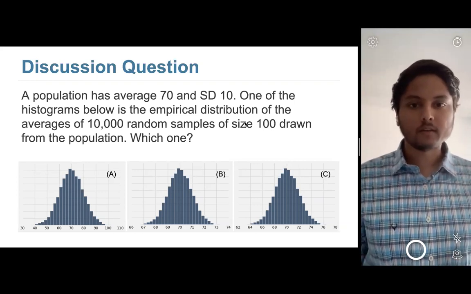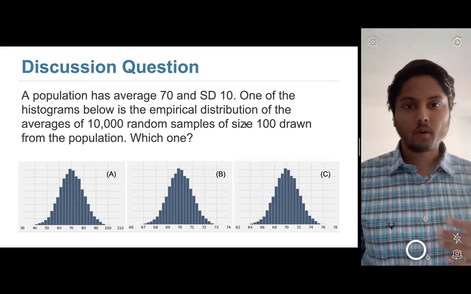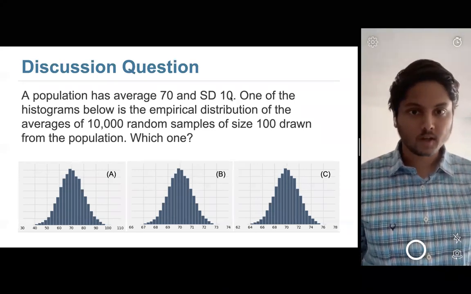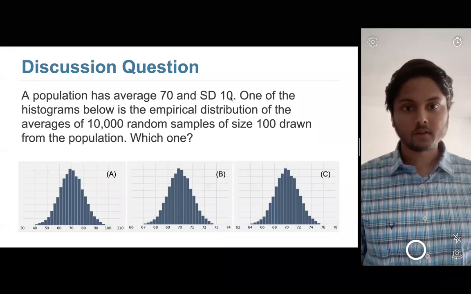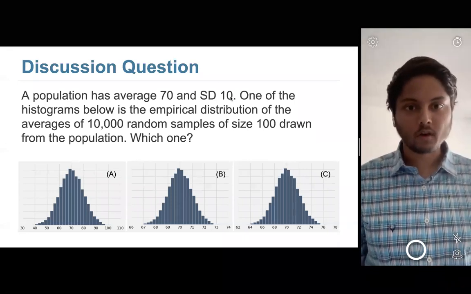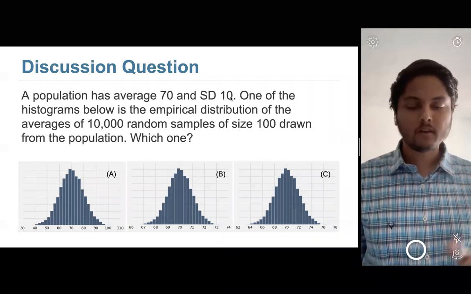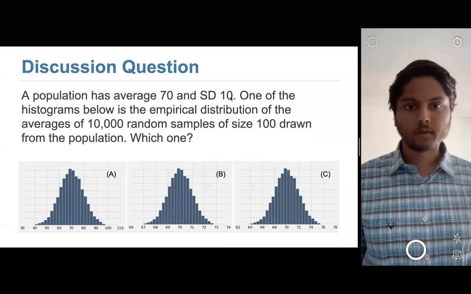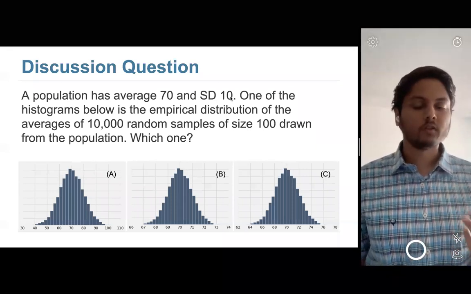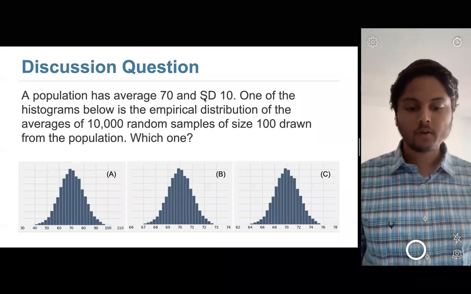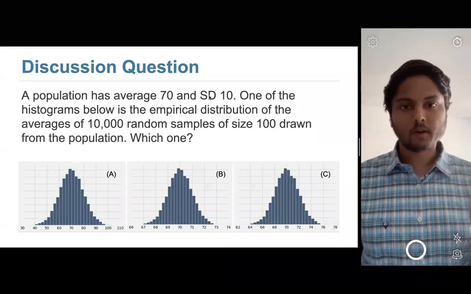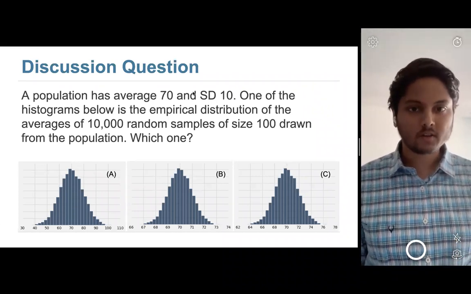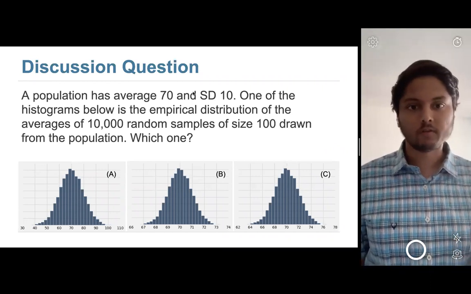So that means the standard deviation of our distribution should probably be equal to the standard deviation of our population, which is 10, divided by the square root of the sample size. Sample size is 100, and the square root of 100 is 10. So 10 divided by 10 is what our standard deviation should be, roughly, for our distribution of sample averages. So we should be looking for something that has a standard deviation of 1. Okay, so we know that. And we also know that this distribution of our sample averages has to have an average pretty close to the population average. The population average is 70, so this distribution should also be centered at 70.